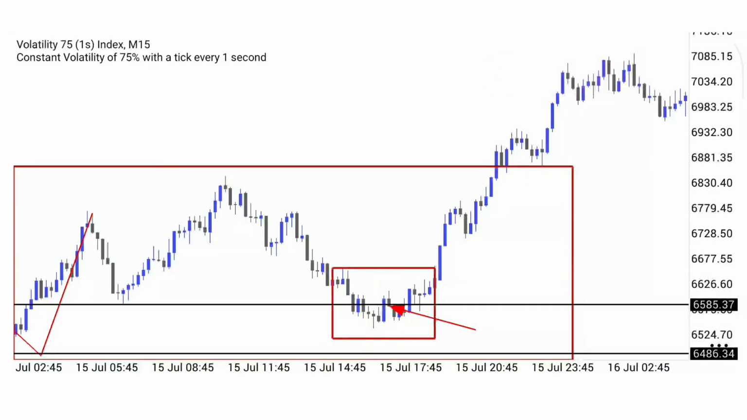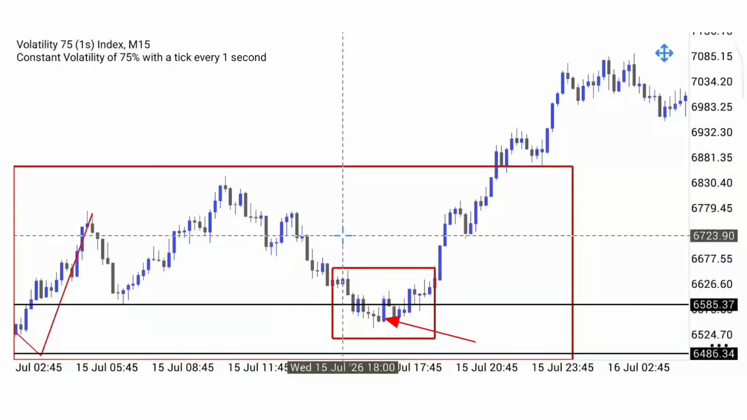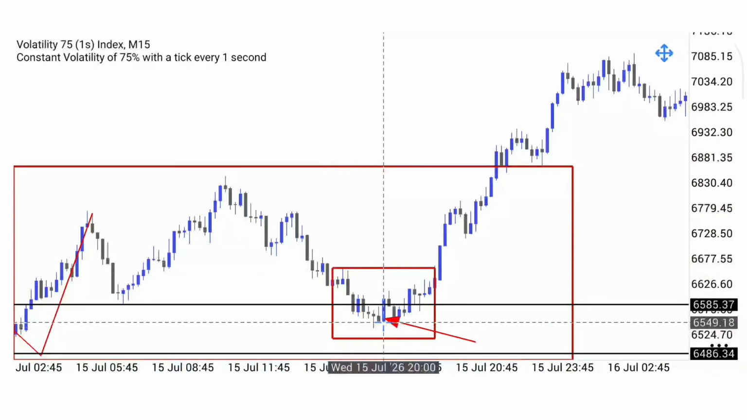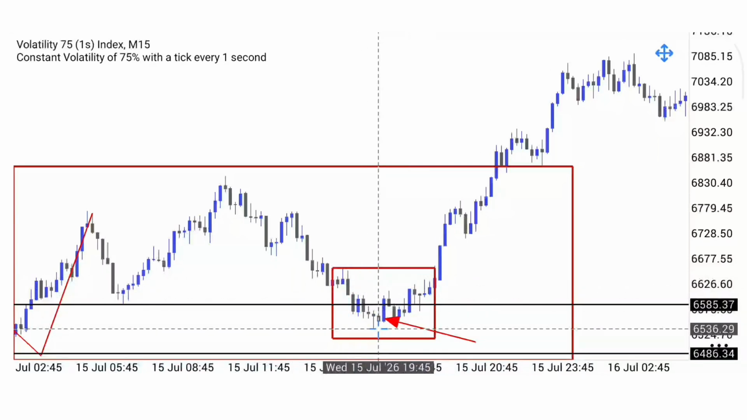Let me draw this well. I am seeing an engulfing candle. And when I have this engulfing candle, it is time for me to trade. This strategy is not something you joke with.